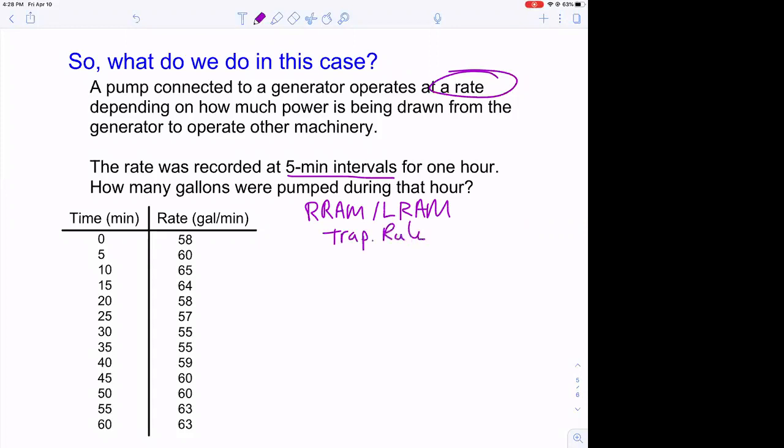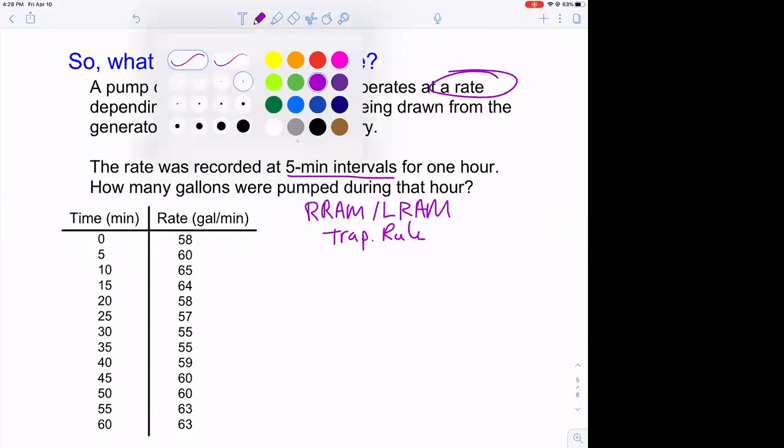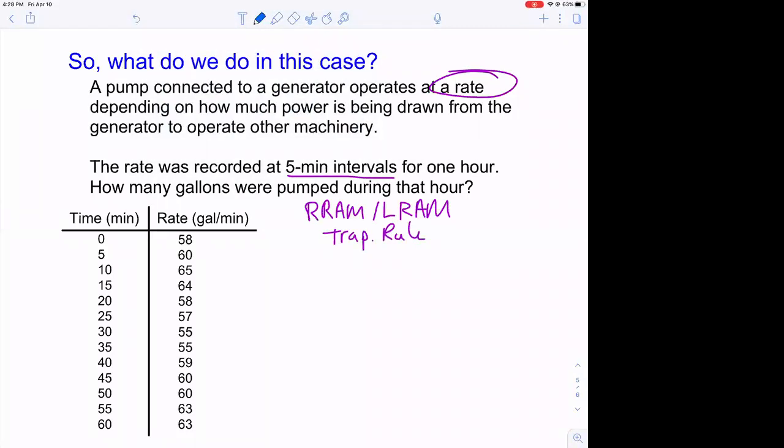Or trapezoid rule or something. All of those things can come back, which is great for the AP test. This is a reason why it's still worth going over some of these things. So if we wanted to use RRAM, we'd have to do something like, how far apart are all the times? All the times are 5 minutes apart. So that's the number that goes out front, right? And then you remember with RRAM and LRAM, you just add things together.